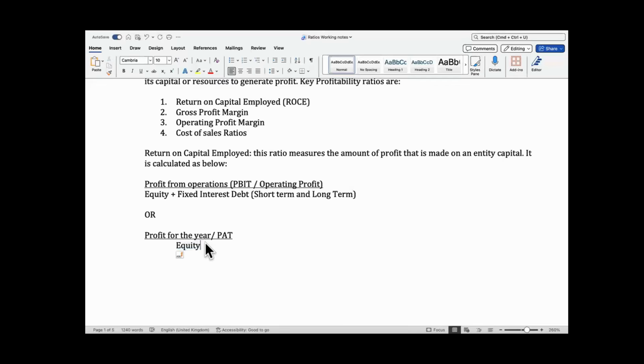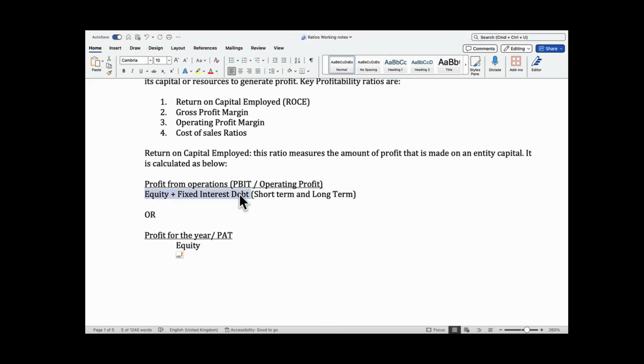And that is why, if you remember, when we did earnings per share over the weekend, we used the weighted average number of ordinary shares. It was focused on equity. So you need to be very careful when it comes to return on capital employed. I've seen a question where the examiner will tell you to use capital employed as equity plus debt.